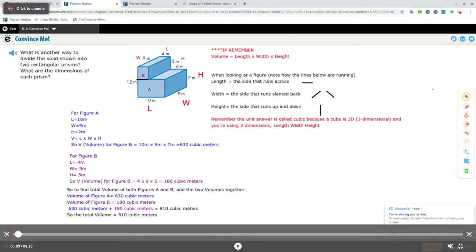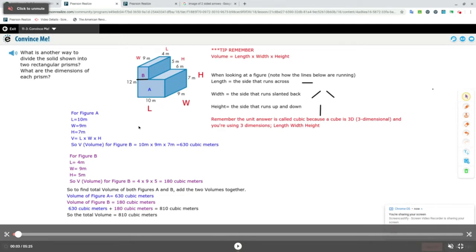Now, one thing you want to remember about volume is what we covered for the past 2 days, which is volume is length times width times height. So now today you're going to be finding the volume of a combined figure. That means that it's basically two separate figures that have been put together.